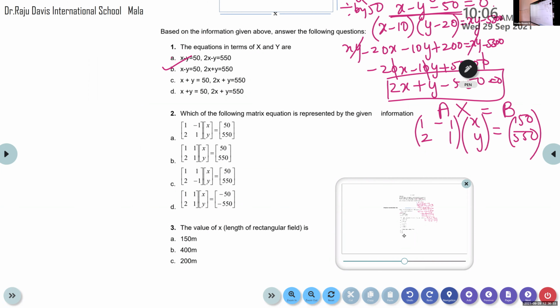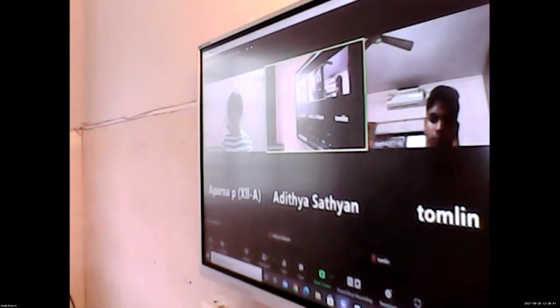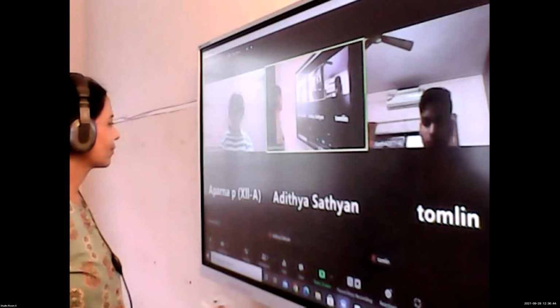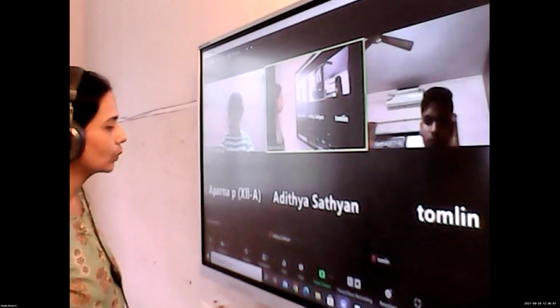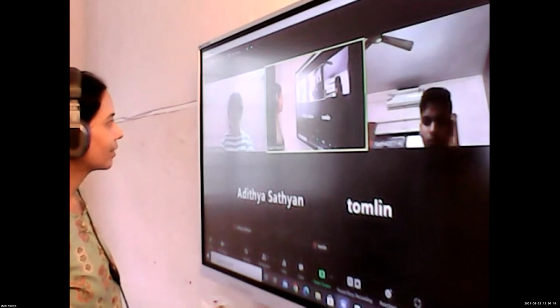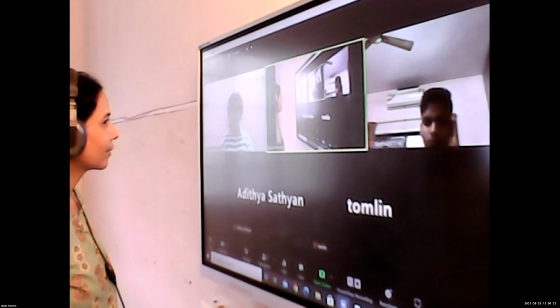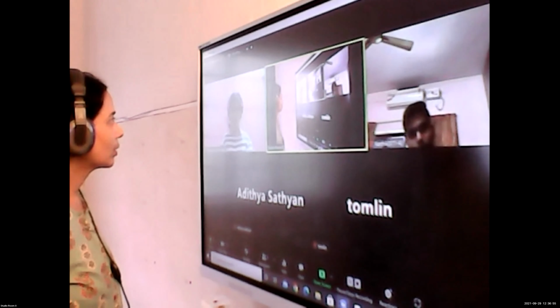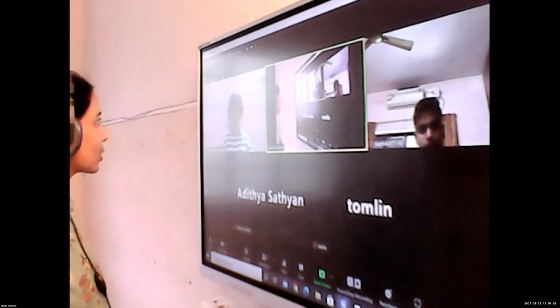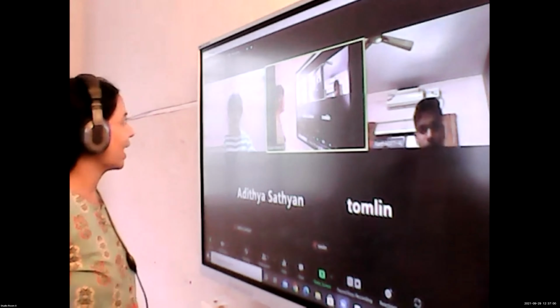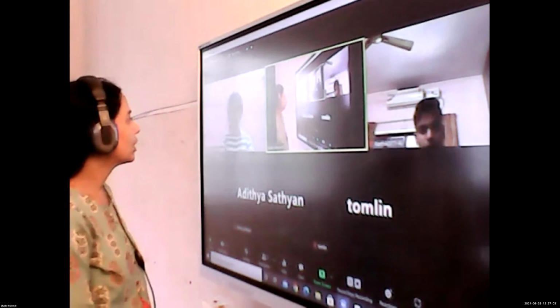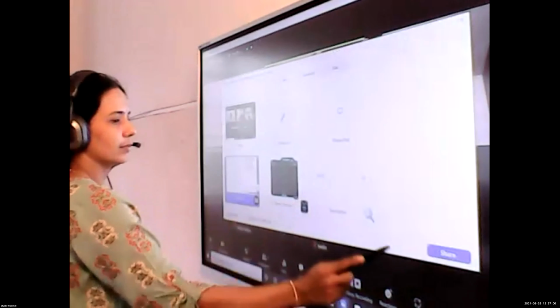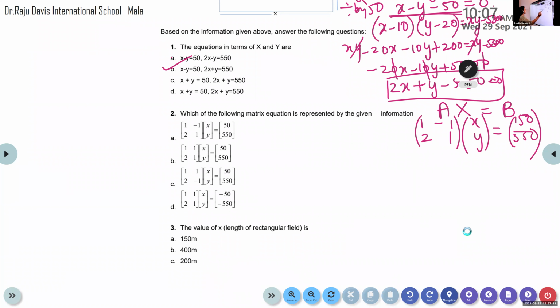Are you able to recall this method, solving the equations? Children? Matrix inverse, finding the inverse. What is the formula to find A inverse? Aparna, A inverse is equal to? Matrix method. A inverse is equal to 1 by determinant A into adjoint of A. Okay. So by using that method, we are going to solve it. So here, what is the answer? Is it A?